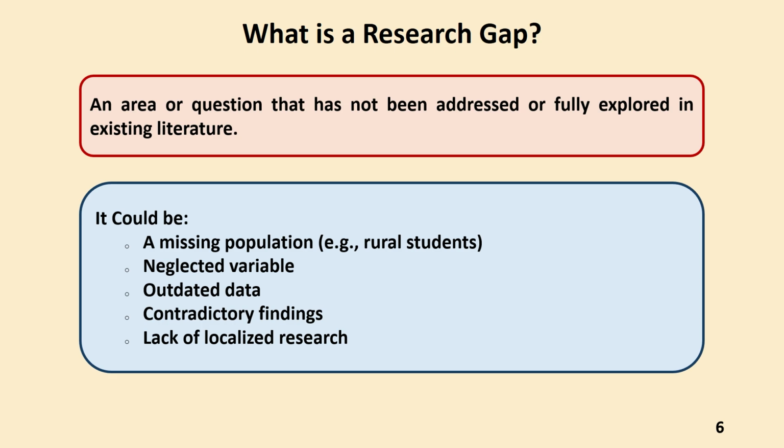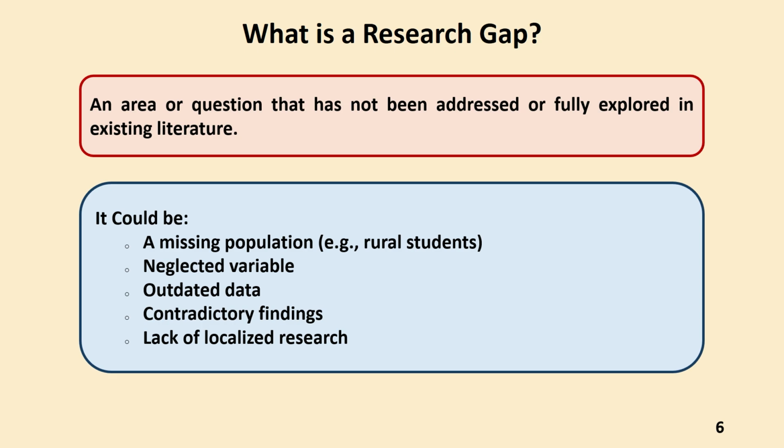A missing population, for example rural students. Neglected variables, this is also very important. Neglected variable means sometimes as a researcher you do not understand that these variables are very important and should be researched. So after some time we just neglect it. When you feel that certain kinds of variables are neglected, it is a kind of research gap. Outdated data, contradictory findings and lack of localized research.